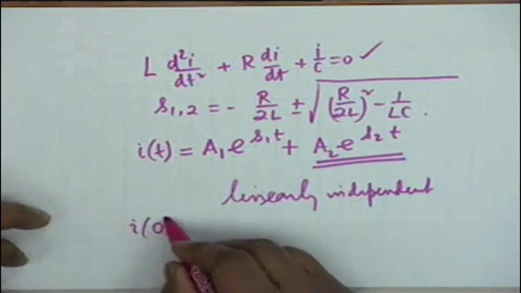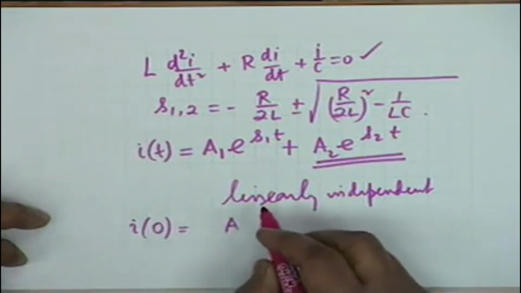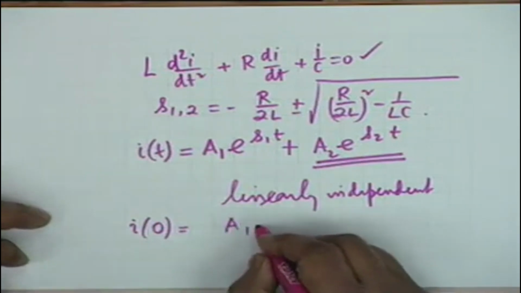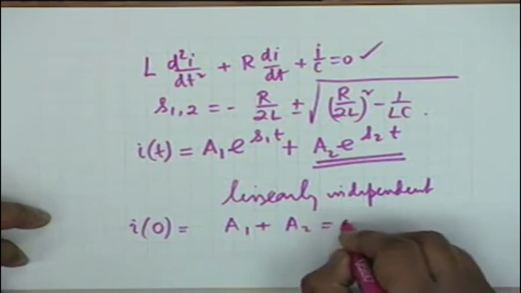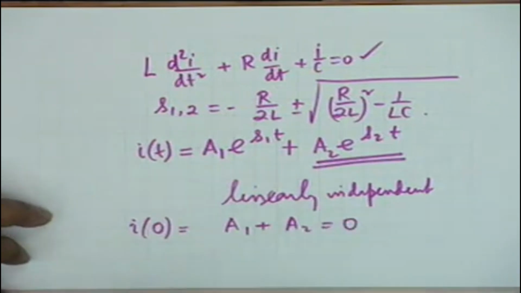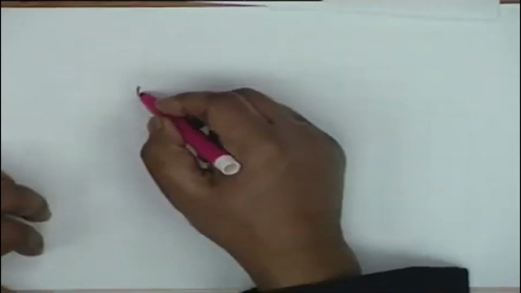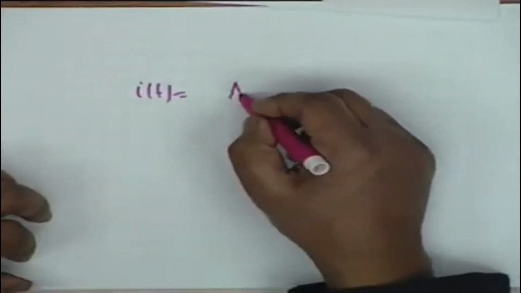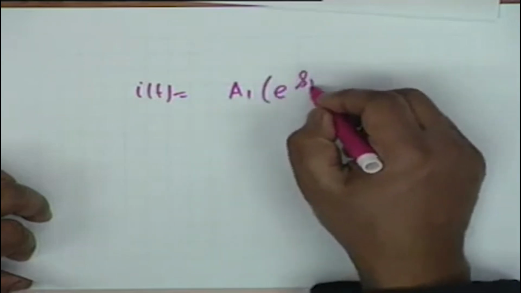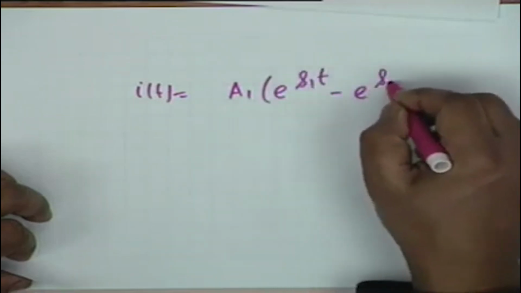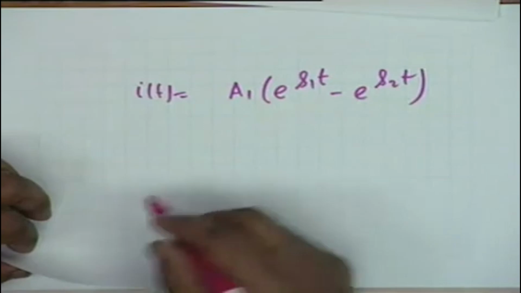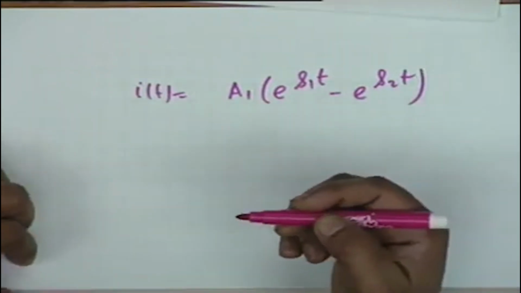The first initial condition is that I0 is equal to 0, that is a1 plus a2 should be equal to 0, which tells me that a1 should be equal to minus a2. Alright. In other words, the general solution therefore shall be of the form a1 times (e to the s1t minus e to the s2t). a2 is simply minus a1.